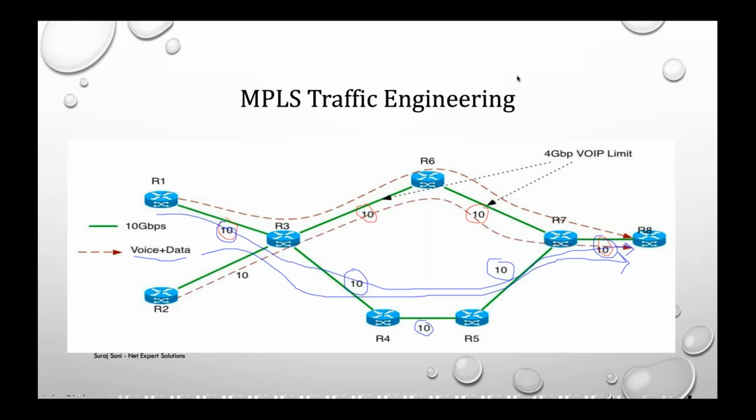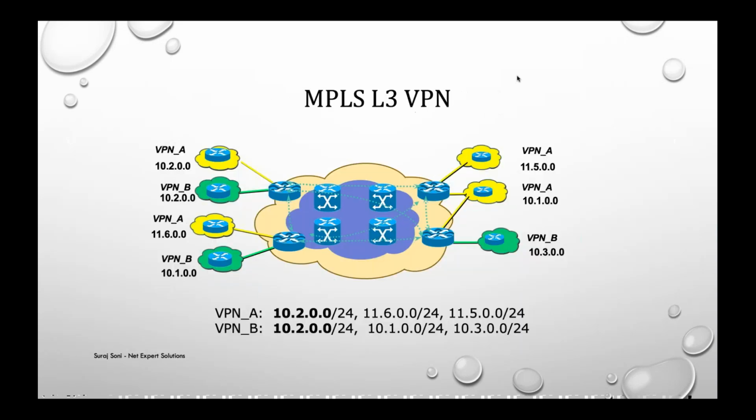Here my need is that voice traffic needs lower latency, and my needs are met when I use this path. So traffic engineering gives me the ability to do the reservation based on my type of application, the nature of my application. So I guess it makes sense to you.